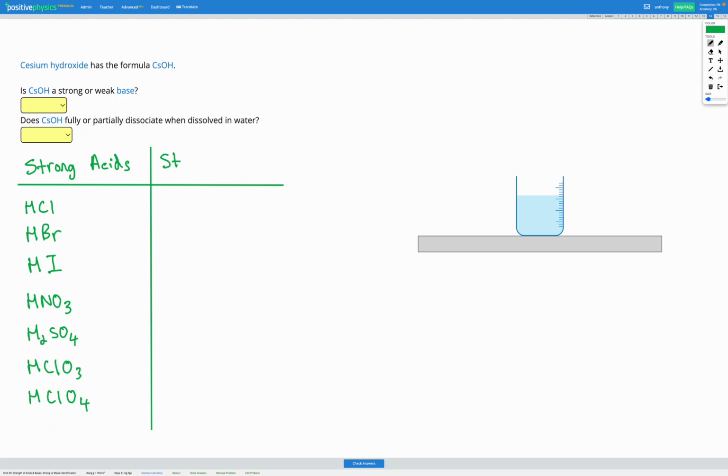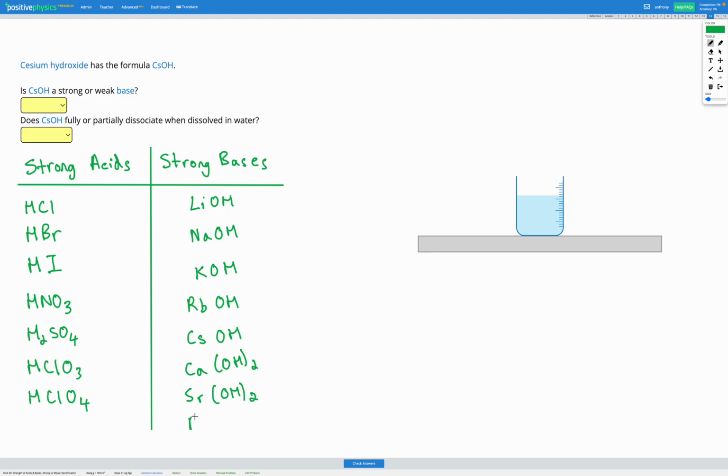Then for strong bases, we've got 8 strong bases: lithium hydroxide, sodium hydroxide, potassium hydroxide, rubidium hydroxide, and cesium hydroxide. Then we also have calcium hydroxide, strontium hydroxide, and barium hydroxide.